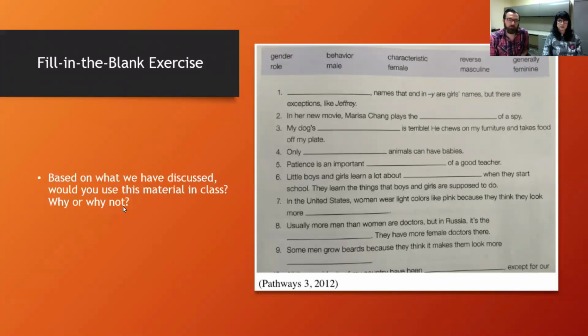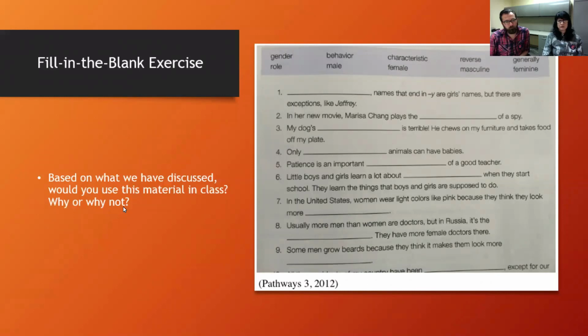We also have things like, in the United States, women wear light colors like pink because it makes them appear more feminine. Is that even true? Or if they wear pink, is it because they want to look feminine, or maybe they just like pink? There are a lot of very strange assumptions being made here. And then this book also confuses gender and sex several times throughout the chapter.